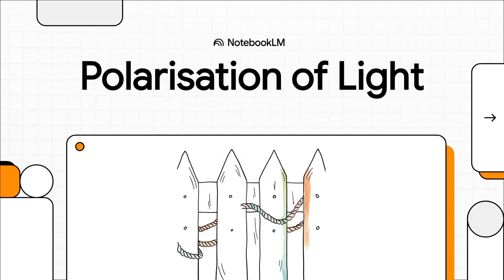All right, welcome. Today we're going to pull back the curtain on a totally invisible property of light, something called polarization. It sounds kind of complicated, I know, but trust me, by the end of this, you're going to understand the physics behind what seems like a cool magic trick.